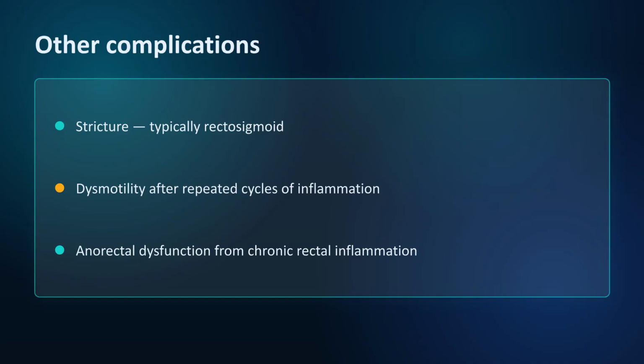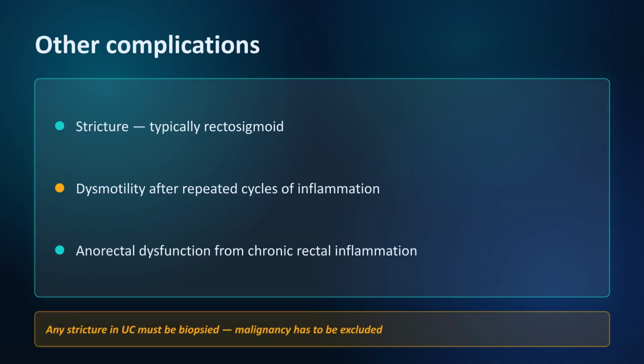Now one firm rule about strictures. Any stricture in ulcerative colitis must be biopsied. Malignancy has to be excluded before you accept that a narrowing is simply scar tissue. Chronic urgency after remission is a quality of life issue worth asking about directly.